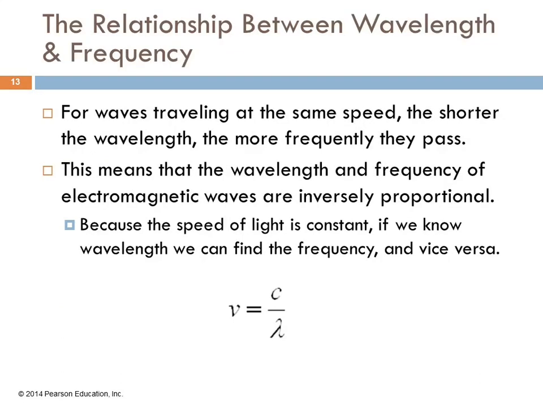When we're looking at waves traveling the same speed, they're all going at the same velocity. That means the shorter the wavelength, the more frequently they pass. So wavelength and frequency are inversely proportional because the speed of light is constant.